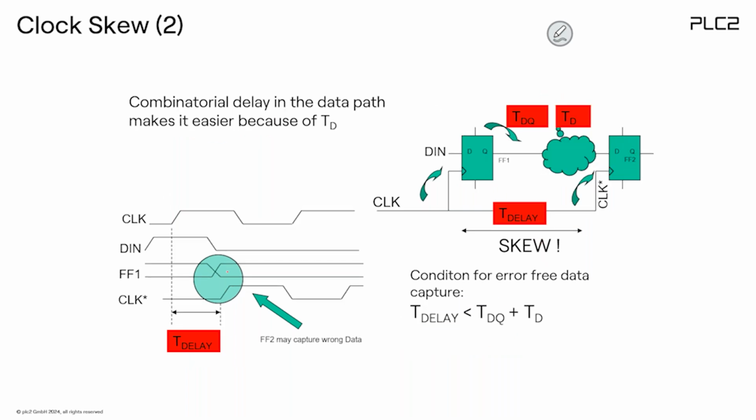Even if you look at this picture, even if we have some combinatorial logic here, so this is the standard situation, it makes it easier for us, because now the delay we can allow is the clocked output time plus the combinatorial delay. So it's easier for us because we have more delay time.